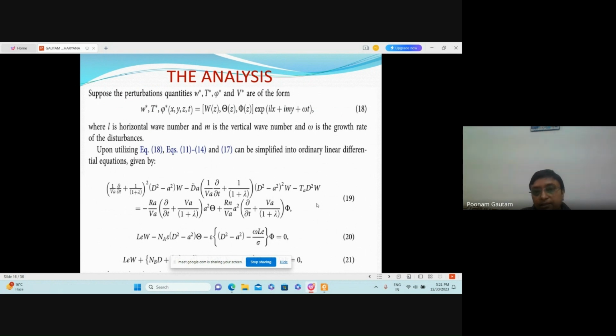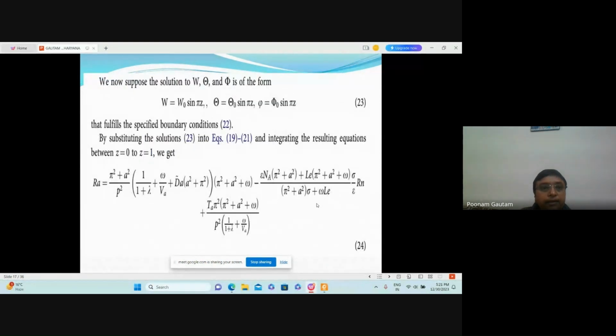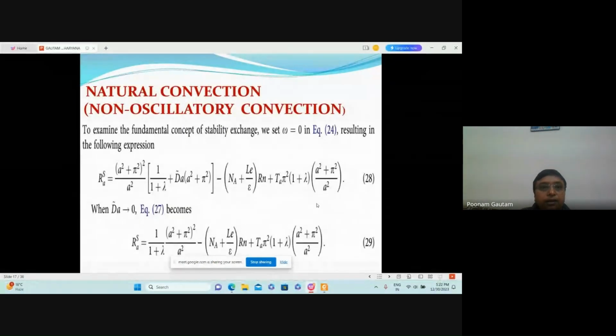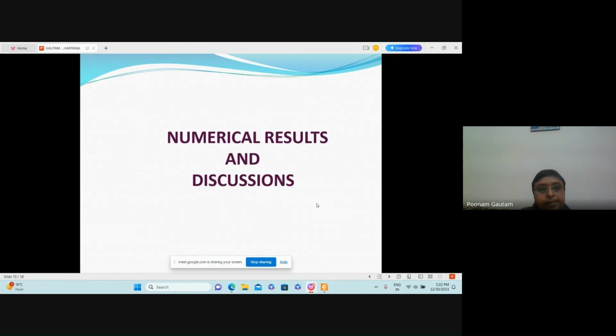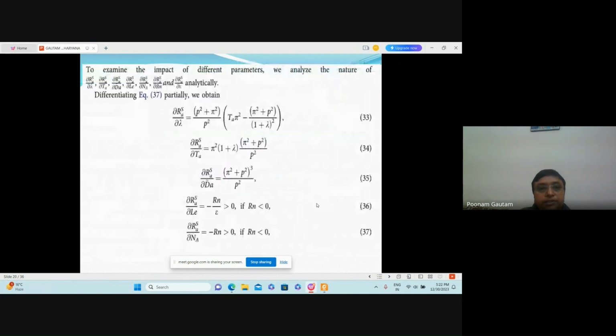After using the method, we get these types of equations, and in the end we get the Rayleigh number, which is shown in equation 24. Stationary convection and non-oscillatory convection is given in equation 28, and then the numerical results and discussions.